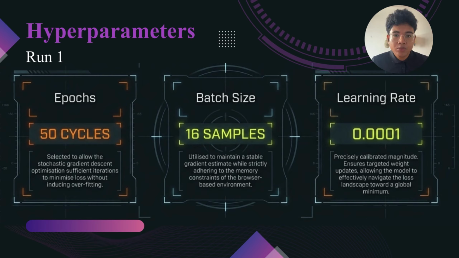More cycles means more learning, but too many can cause overfitting. And batch size. Batch size is how many images the model looks at one time. We kept this at 16 samples across all runs because of memory limitation in the browser-based environment.